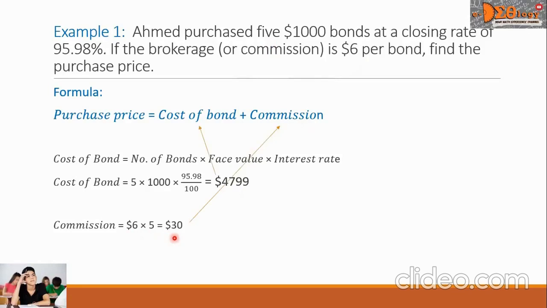Next, we're going to substitute now these two values in our formula for the purchase price. So the cost of bond is now $4,799 plus the commission, that is $30. And the sum is $4,829. This is the purchase price. This is our final answer.